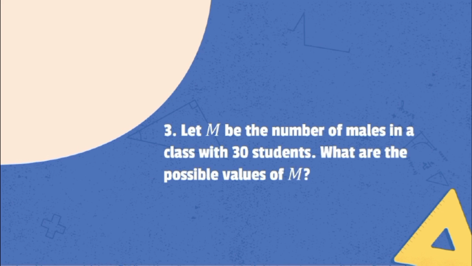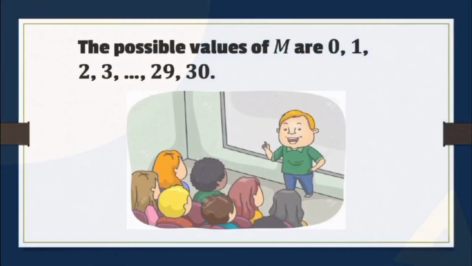In problem number 3, let M be the number of males in a class with 30 students. What are the possible values of M? The number of males in a class could range from 0, where all the students in the class are female, to 30, where all the students in the class are male. Therefore, we could say that the possible values of M are 0, 1, 2, 3, 4, up to 29, 30.